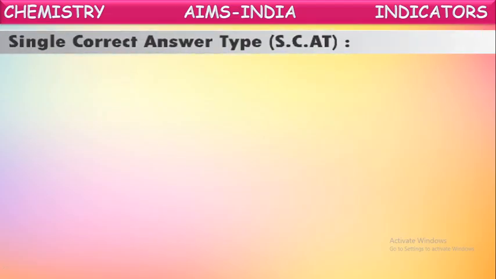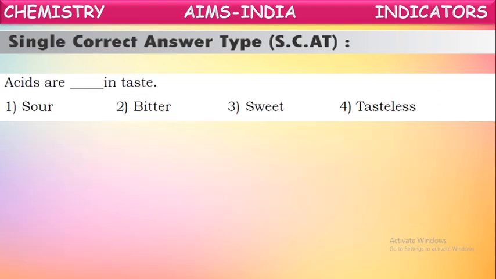This practice sheet contains different kinds of questions. First, let us take the single correct answer type questions. In this, there will be multiple choice questions with one correct option. See the first question: acids are dash in taste. What is the taste of acids? Yes, acids are sour in taste, isn't it?